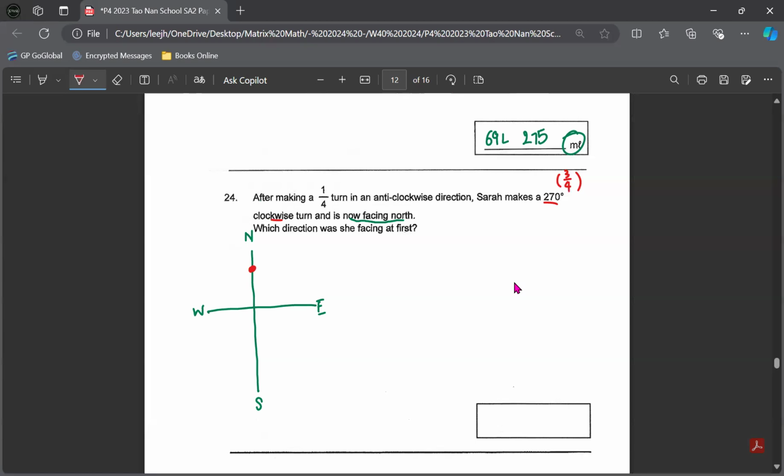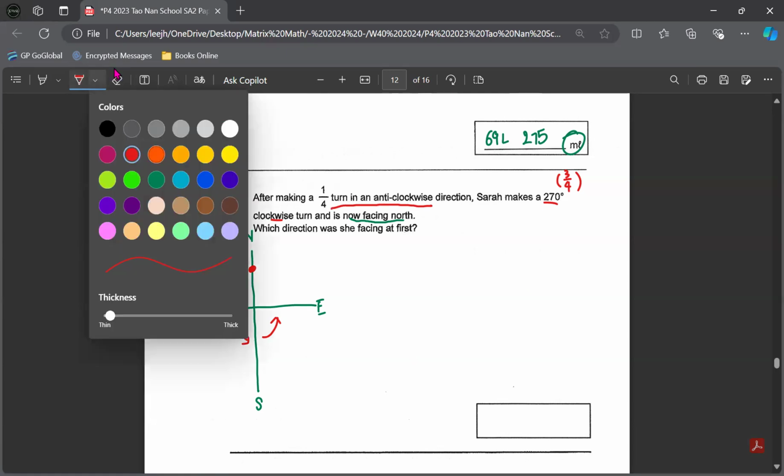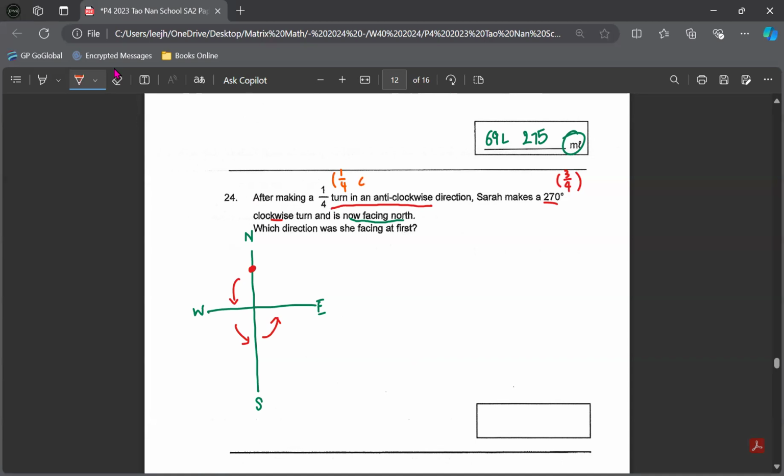Okay, 3/4 clockwise. So if you work backwards, clockwise becomes anti-clockwise. 3/4 anti-clockwise. So 1, 2, 3. It should be east after turning a 1/4 turn in the anti-clockwise. So work backwards. Anti-clockwise becomes 1/4 clockwise. I use another color. So this will be 1/4 clockwise, because you work backwards, the direction changes. So from here, clockwise is here. 1/4. So where is she facing? She should be facing south at first.